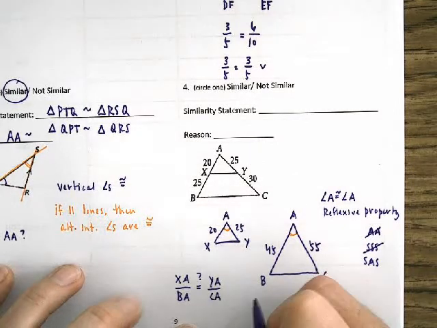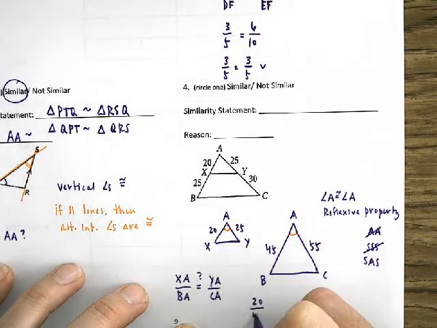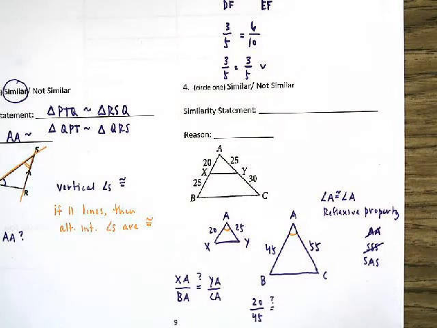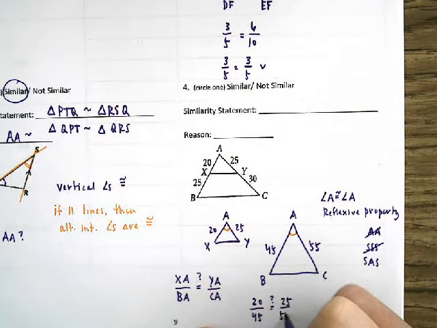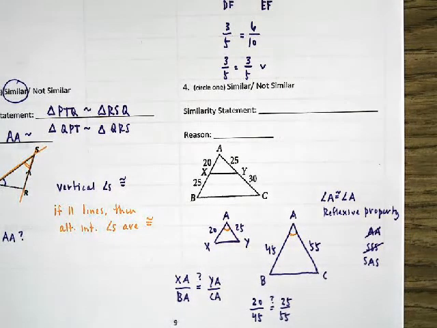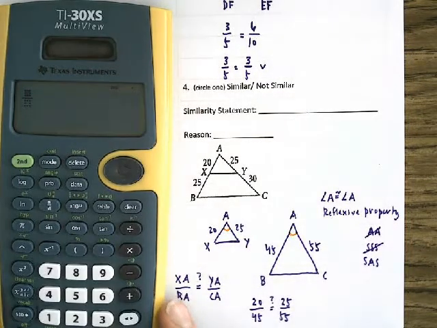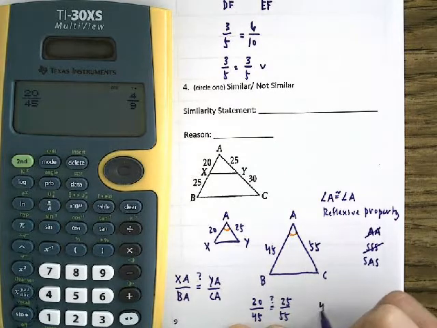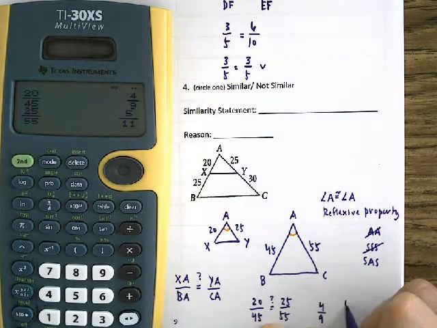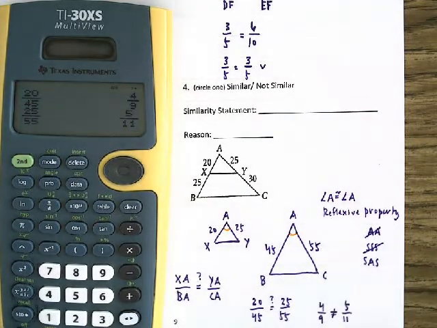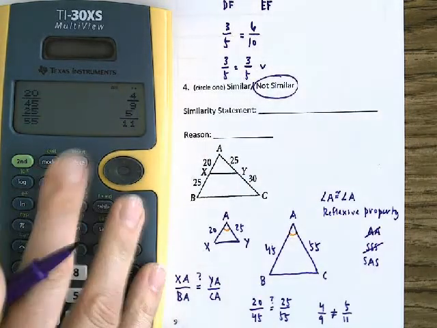So let's see, XA is 20, BA is 45, and then on the other side, YA is 25, CA is 55. So I need to do some reducing. You could do this in your head, or again, you always have that nice N over D key, and if you type this in, it's going to give it to you reduced. So what I end up with is 4/9, and then if I do 25 over 55, I end up with 5 over 11. Since those ratios are obviously not the same, these triangles are not similar.